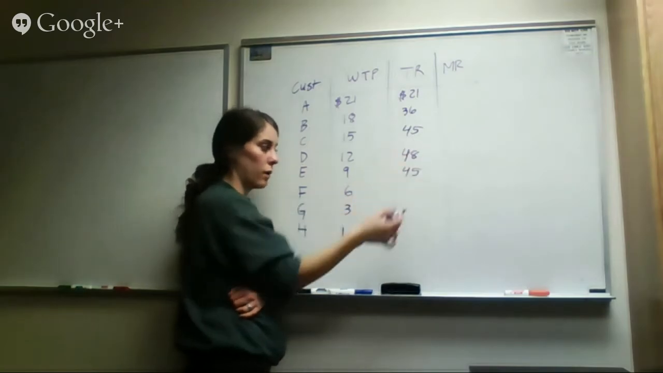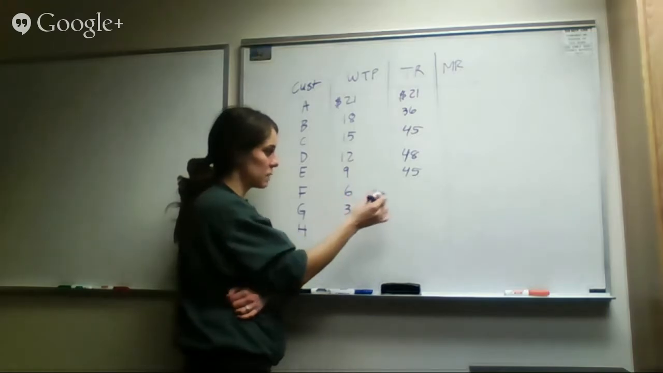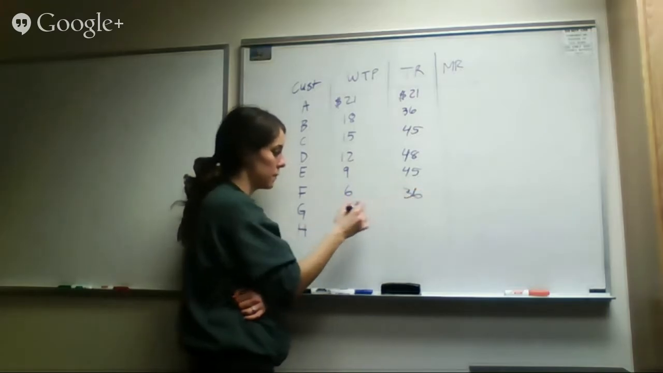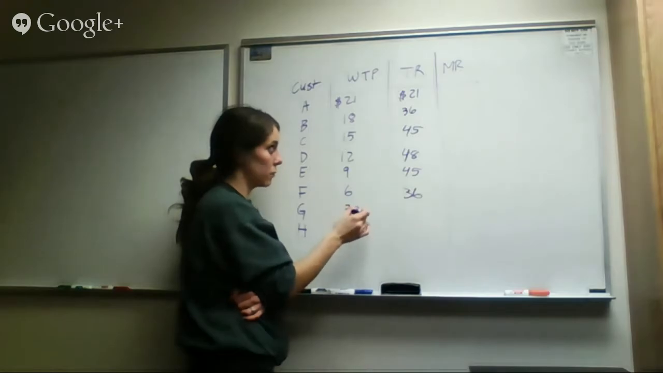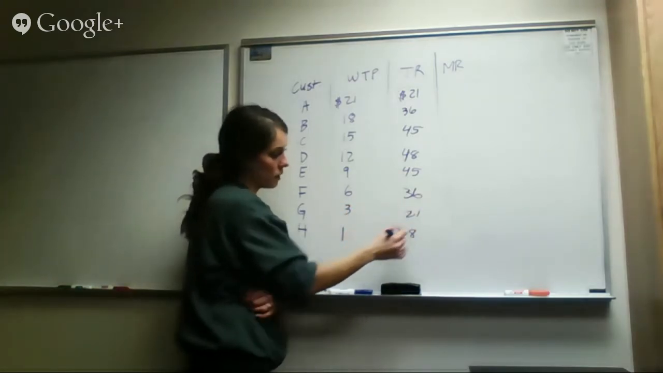So now we see their total revenue is going down. Here they would sell 6 burritos and get $36. Here they'd sell 7 burritos, get $21, and here they'd sell 8 burritos and get $8.